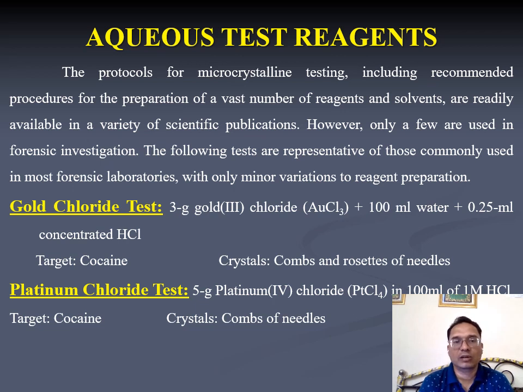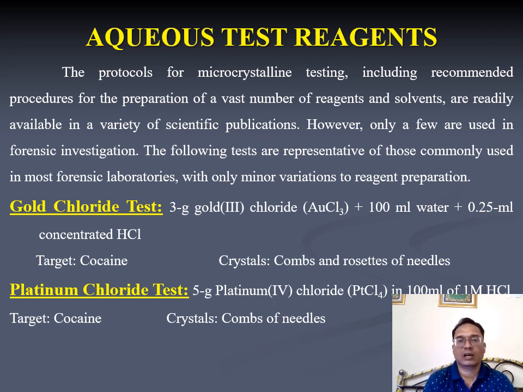For example, gold chloride test is generally used for the identification of cocaine, in which 3 grams of the gold chloride is dissolved in 100 ml of water and 0.25 ml of concentrated HCl is added. When the cocaine is recrystallized by using this gold chloride test, it forms the crystals of cones and rosette shapes. Similarly, if the platinum chloride reagent is used in the platinum chloride test by taking 5 grams of the platinum chloride in 100 ml of 1 molar HCl, the cocaine will form the cones of the needles.